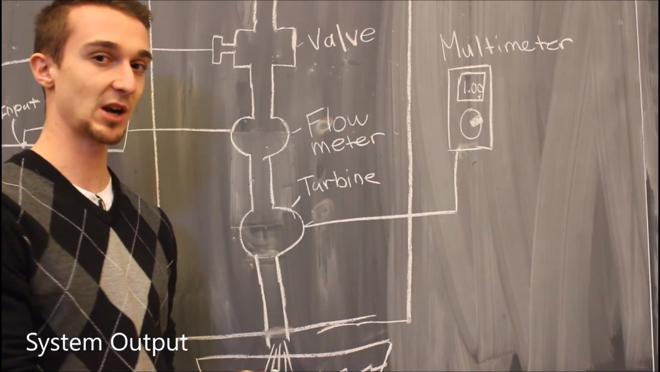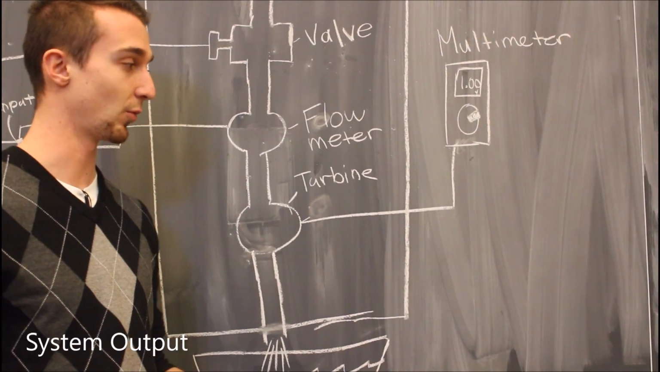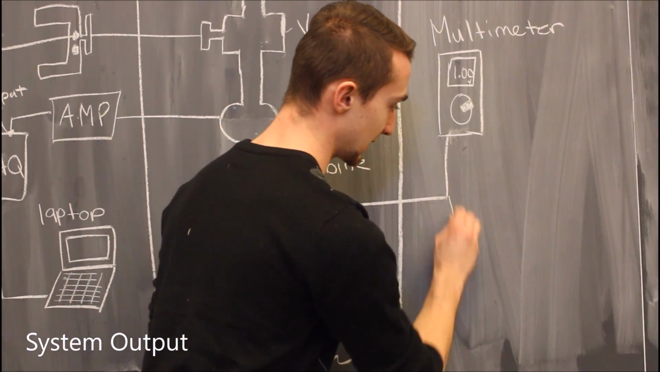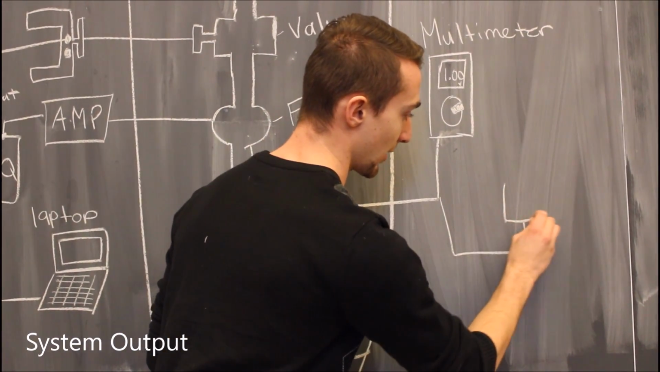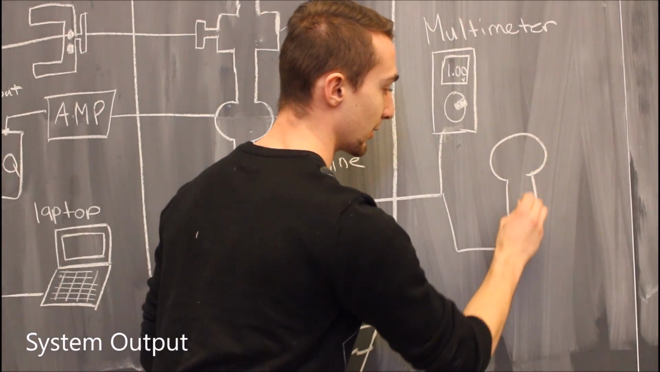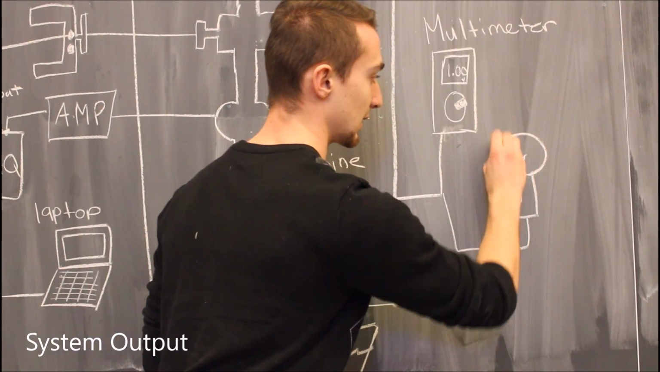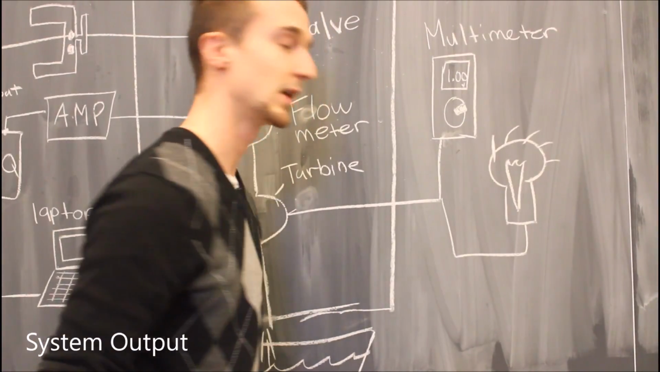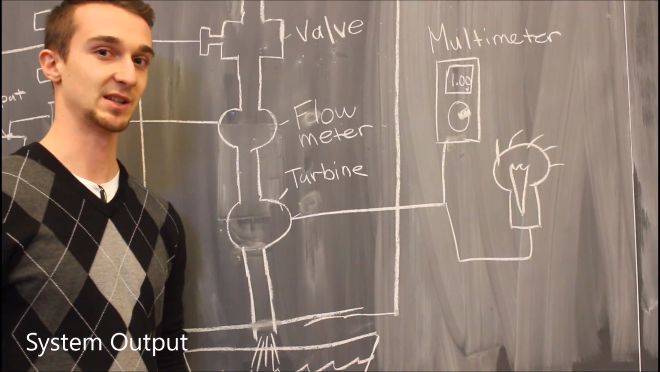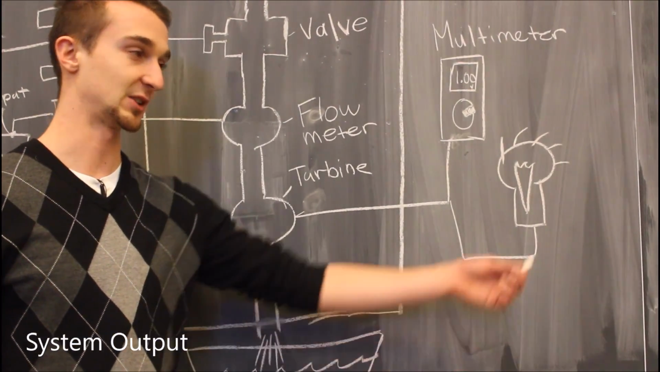But since we're generating a voltage, what are we going to do with it? Well, why don't we do something like this? We can simply power household items like a light bulb here. There are endless possibilities that we could have with electrical power. That's just one of them.